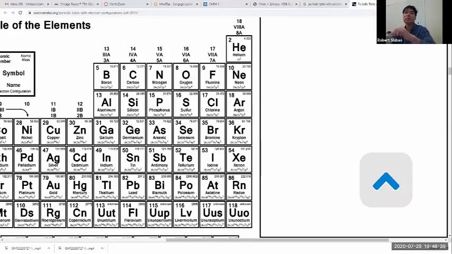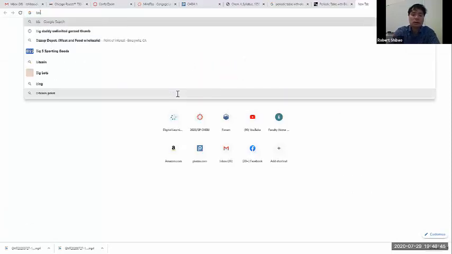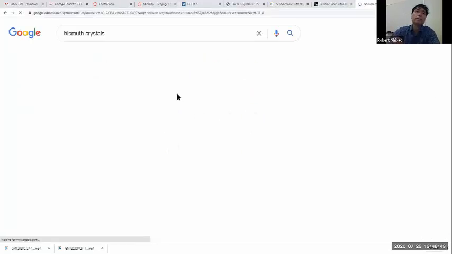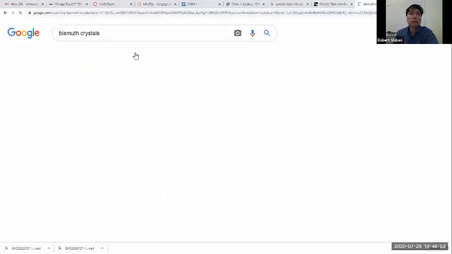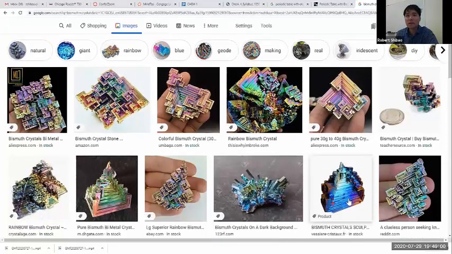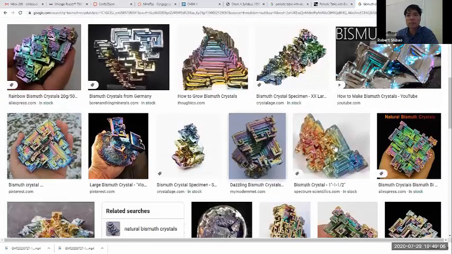In fact, bismuth crystals are very beautiful. Bismuth metal crystals. Let me show you. These are bismuth crystals here. They're really bizarre. They're like science fiction. These are natural crystals. You just grow them. So bismuth is much more metallic. It's the most metallic of those.